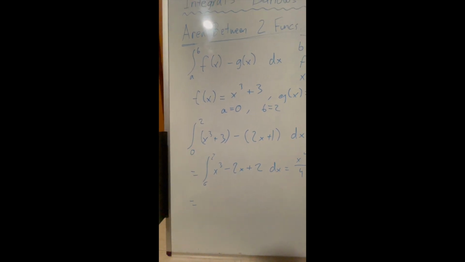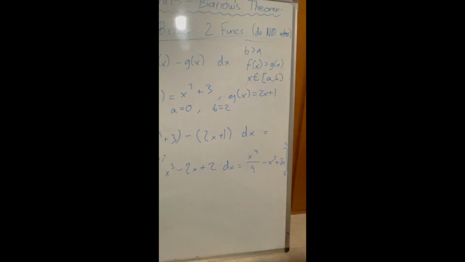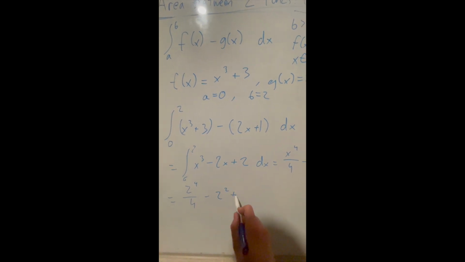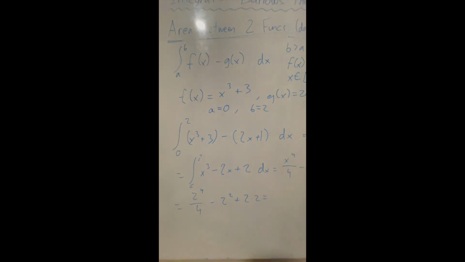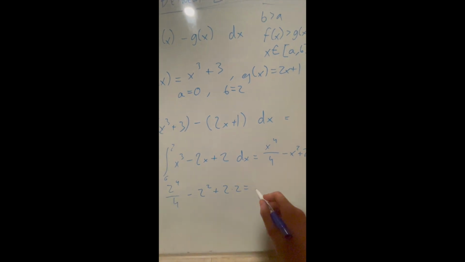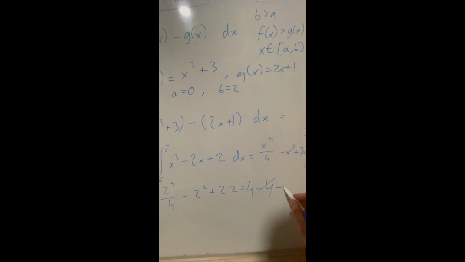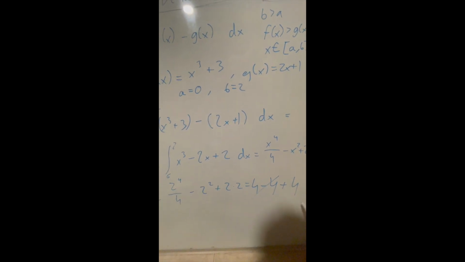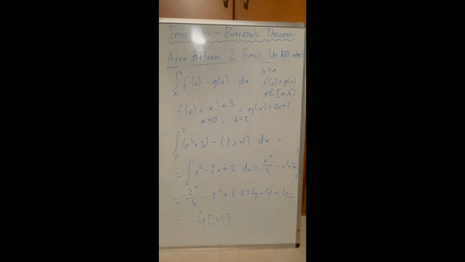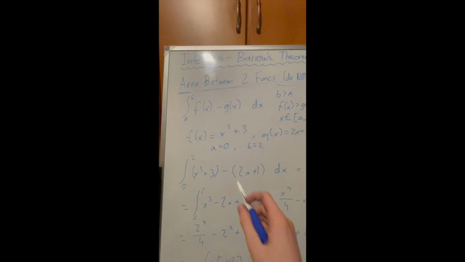So we see here that all of our values have x's. So if we apply 0 to them, it's just going to give us 0. So let's just apply 2 to the power of 4 over 4 minus 2 to the power of 2 plus 2 times 2. 2 to the power of 4 is 2 times 2 is 4. 4 times 2 is 8. And 8 times 2 is 16. So we have 16 over 4, which is 4, minus 2 squared, which is 4 as well. So we cancel these two out, plus 2 times 2, which is 4. So we have 4 units squared, which is the area between x to the power 3 plus 3 and 2x plus 1 between the points 0 and 2.